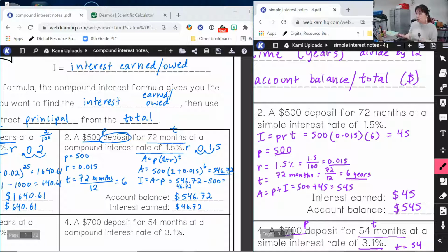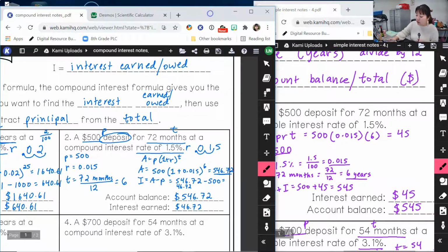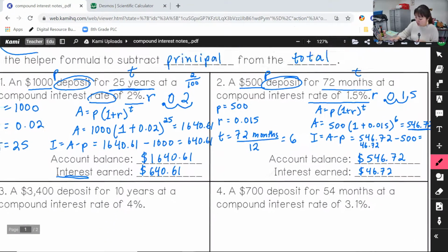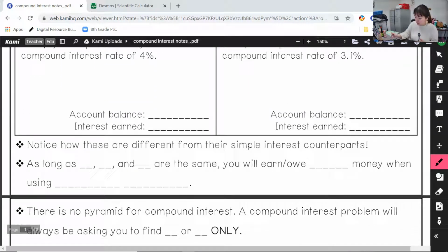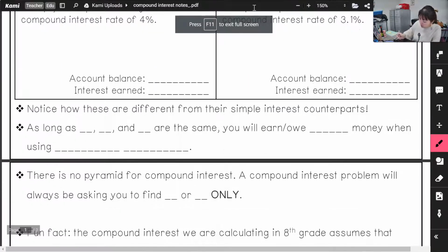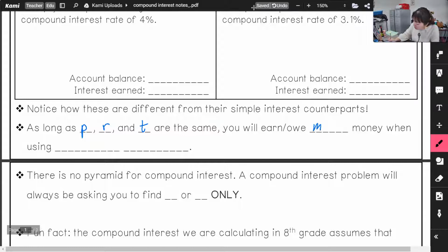Well, that makes sense because with compound interest, every year, your principal is getting bigger because it keeps compounding the interest that you earned the year before with that principal to keep going up and up and up, right? So what that means, okay, is that as long as P, R, and T are the same, you will earn or owe more money when using compound interest, always.